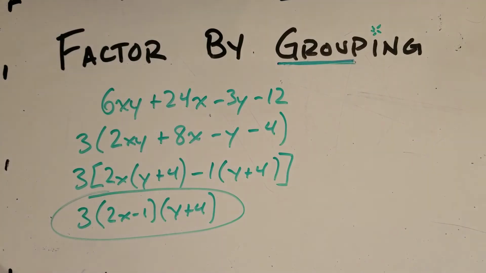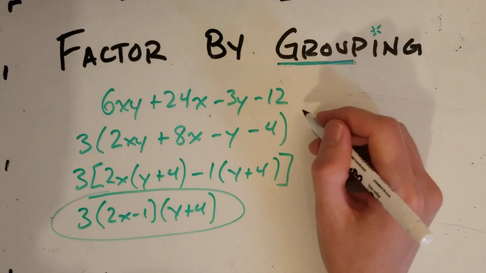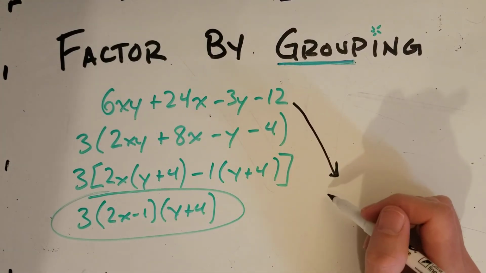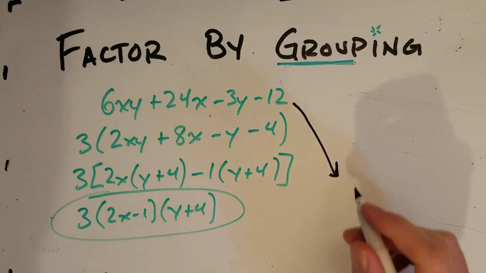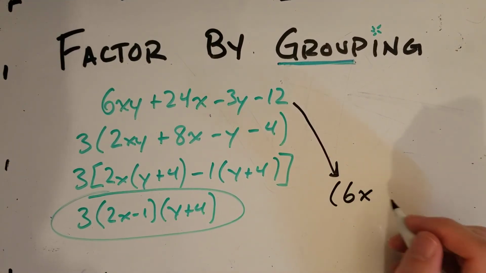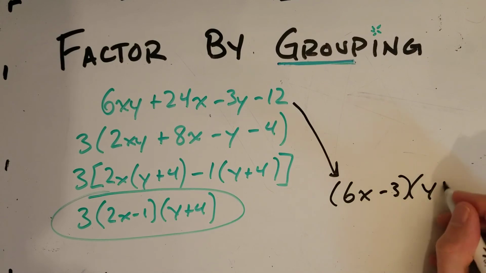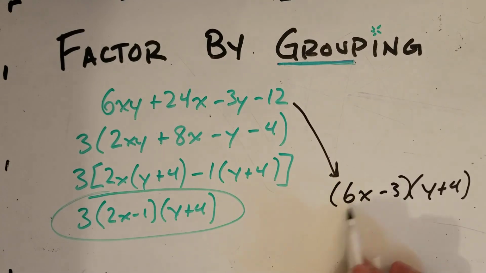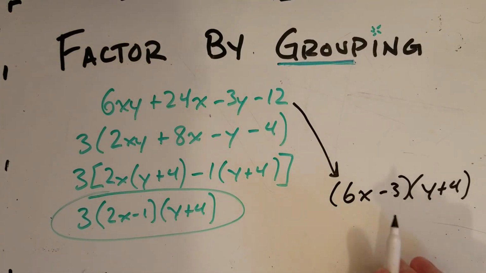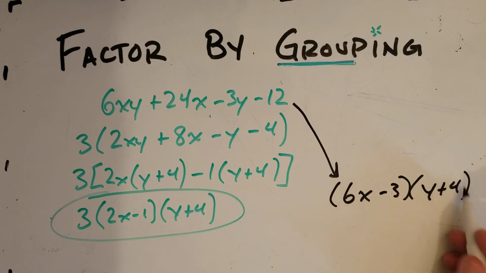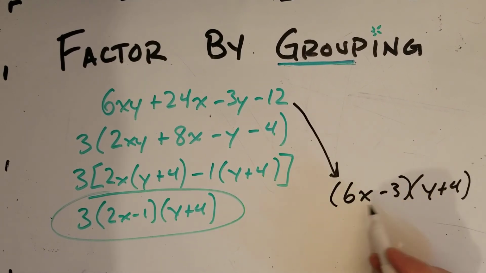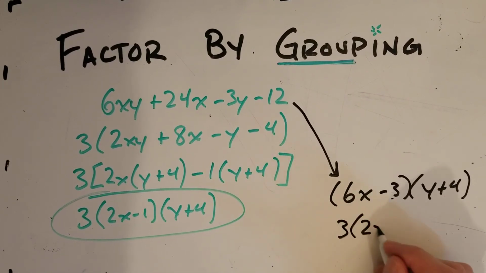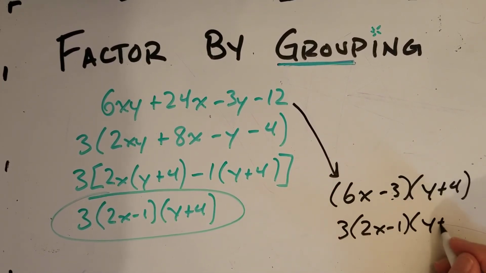I do, on a side note, want to point out, if you did not factor this in the beginning with a GCF, your final answer might look something like this. But this is not completely factored because if you look at the binomials, well, the one to the right is good, but there is a common factor between the terms in this binomial. You could factor 3 out, and you'll be left with the same answer that we have over here.